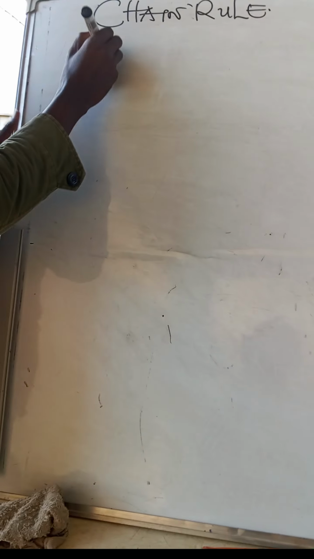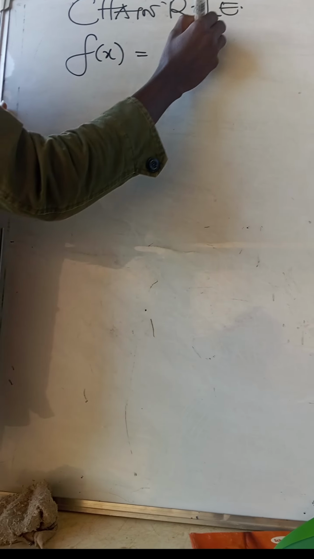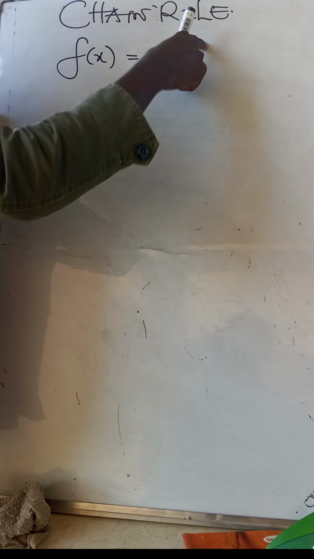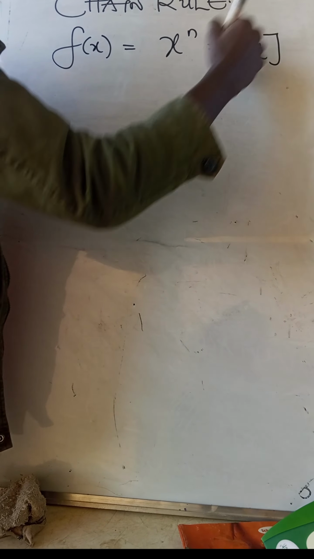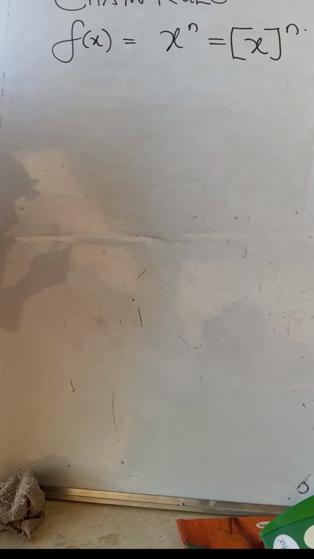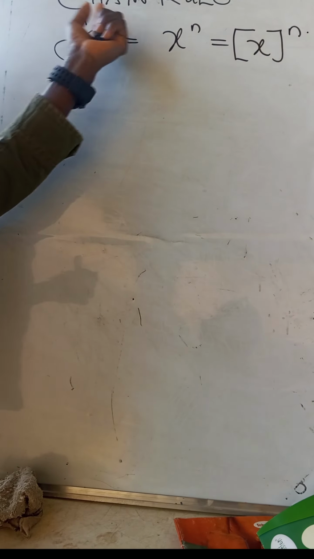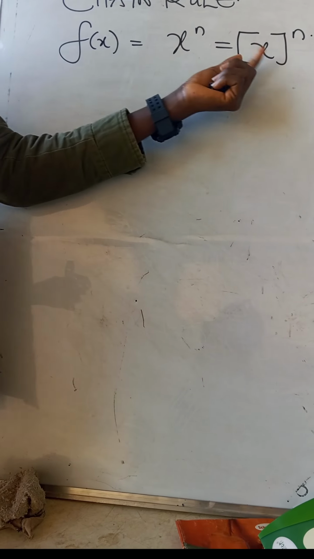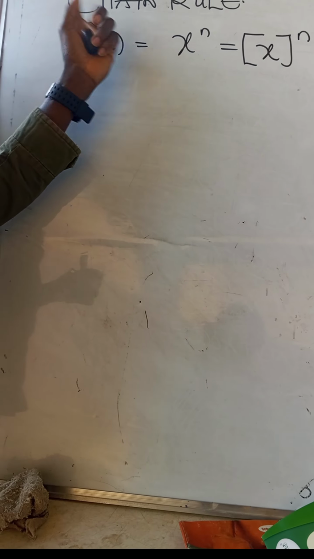Which means, for instance, we have our f of x equal to a function x raised to the power of n. This function, x raised to the power of n, is the same thing as saying (x) all raised to the power of n. So you can either write it like this or like this. Now, whenever the power of a function is greater than 1, the method required is called the chain rule.